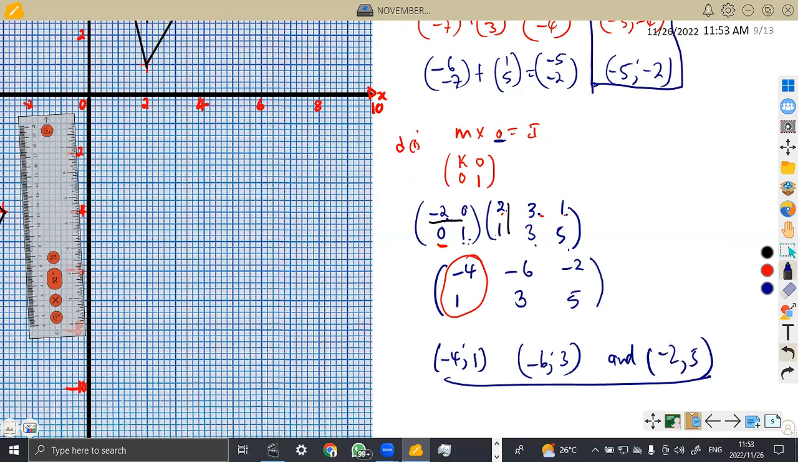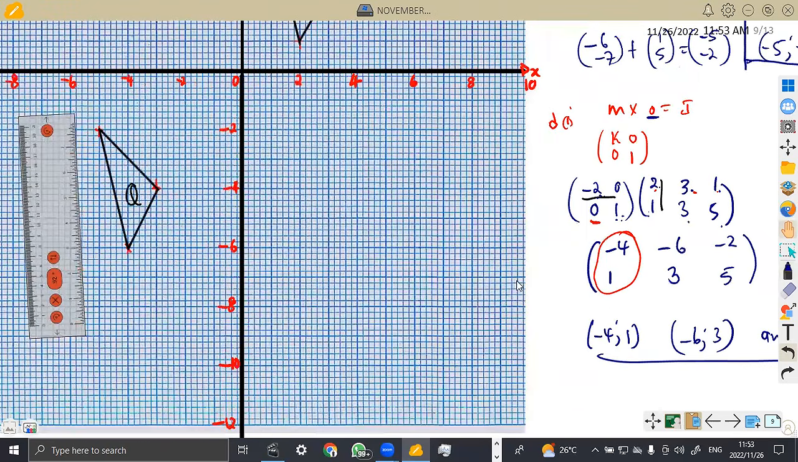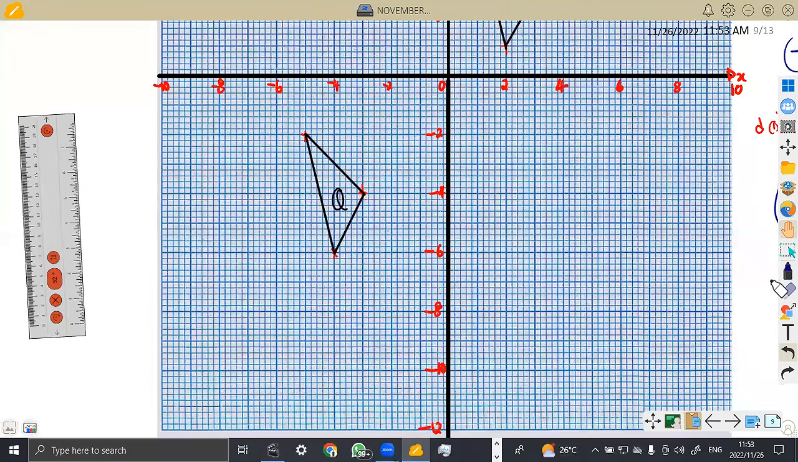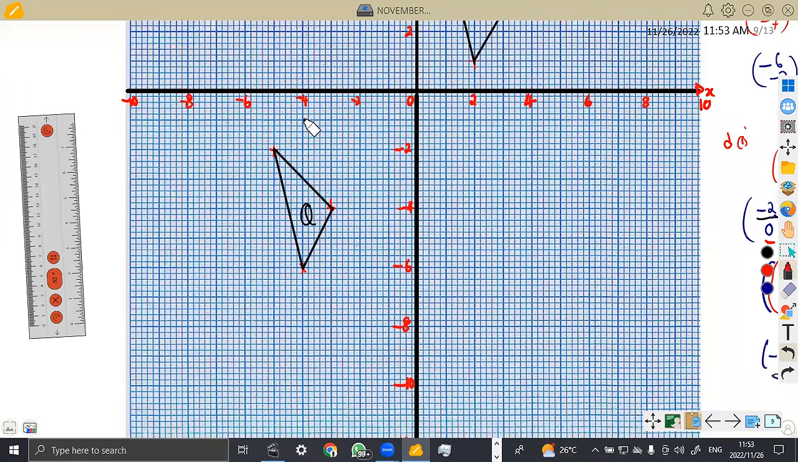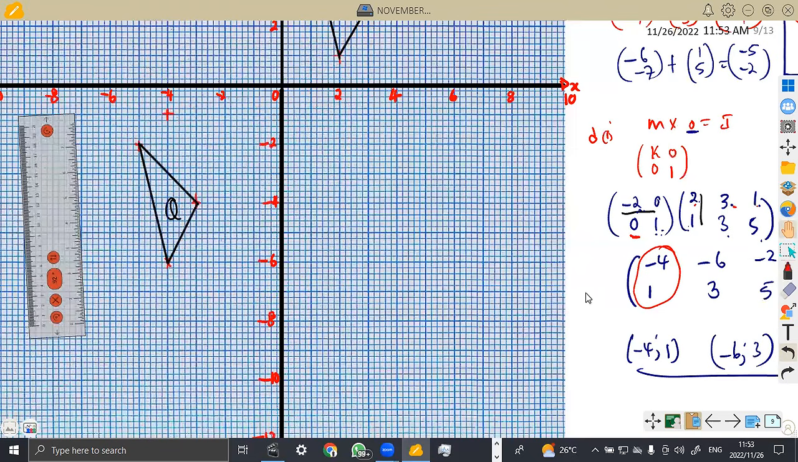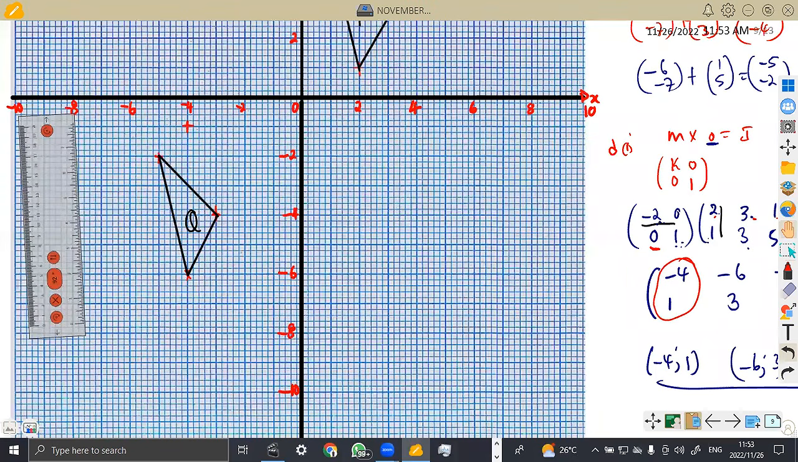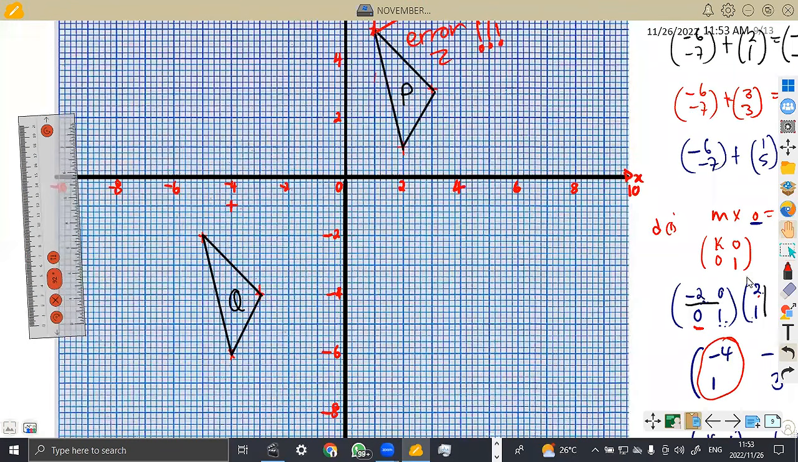All right, so with these coordinates, we just have to mark these points. -4, -1, that's somewhere here. Is it -1 or is it plus? It's +1, so it's -4 and a 1. Okay, that's -4 and a 1 here.